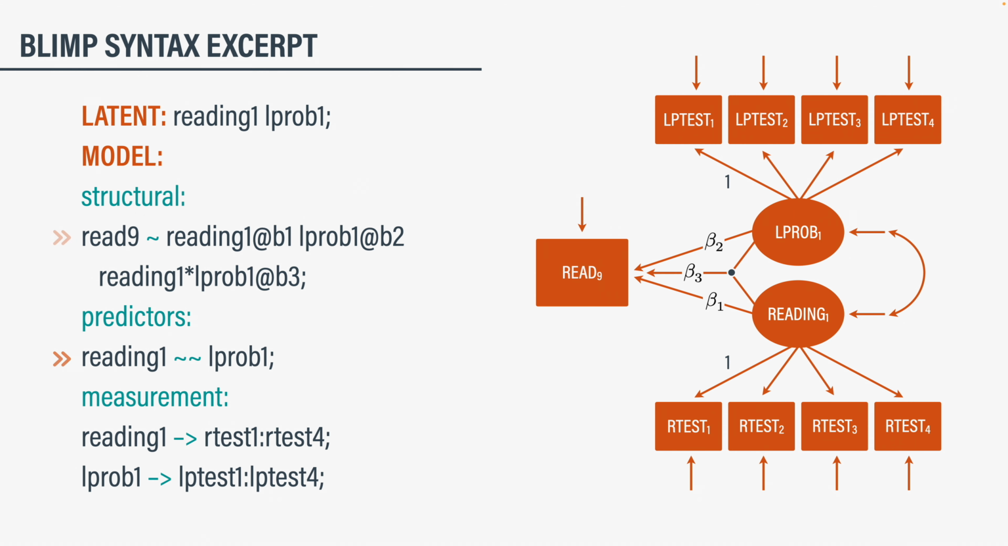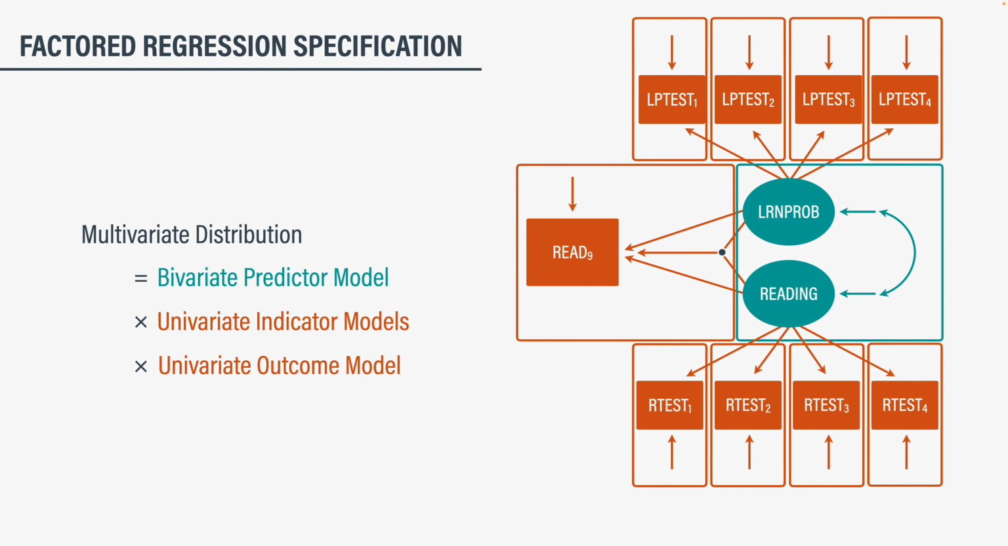Finally, I join the 2 latent variables with an asterisk to get their interaction in the structural model. Notice that I label the 3 coefficients in the structural model. I'm going to use these labels next in the parameters command to compute the simple slopes. The factored regression specification for this model represents the multivariate distribution using 10 submodels, each with its own distributional assumptions. The latent predictors share a bivariate normal distribution, each of the indicators has a univariate distribution, and the dependent variable in the focal model also has a univariate distribution.